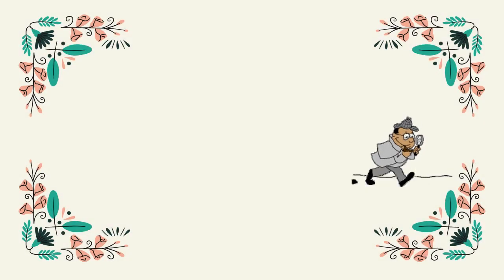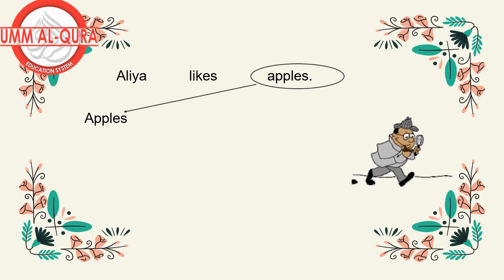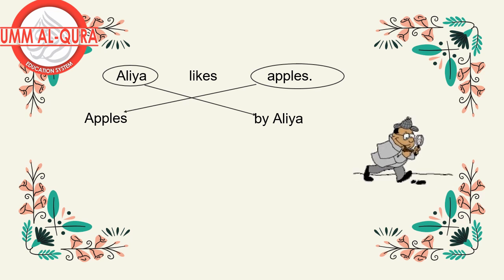Okay? Understand more clearly with the help of this example. Alia likes apples. Apples is the object over here. Apples will become the subject in your passive. Alia was your subject. It will become your object here, by Alia. Likes will become is, sorry, because we are using plural over here, so are will come. Are liked. Third form of like is liked. Apples are liked by Alia.